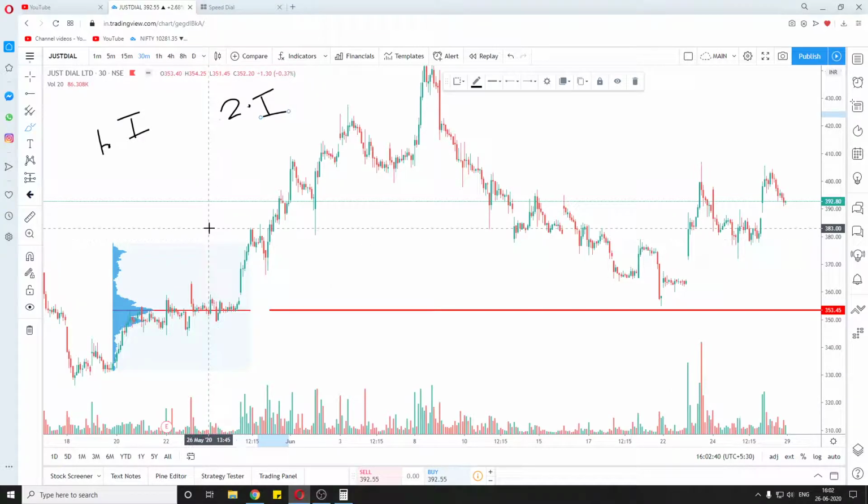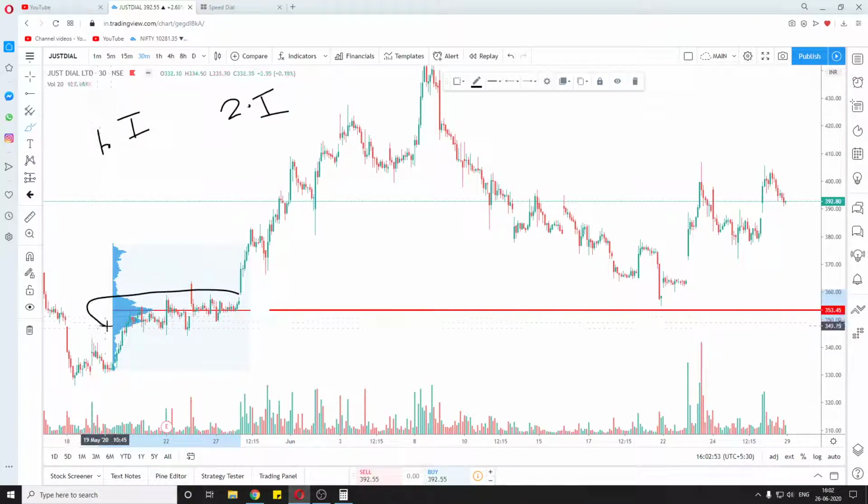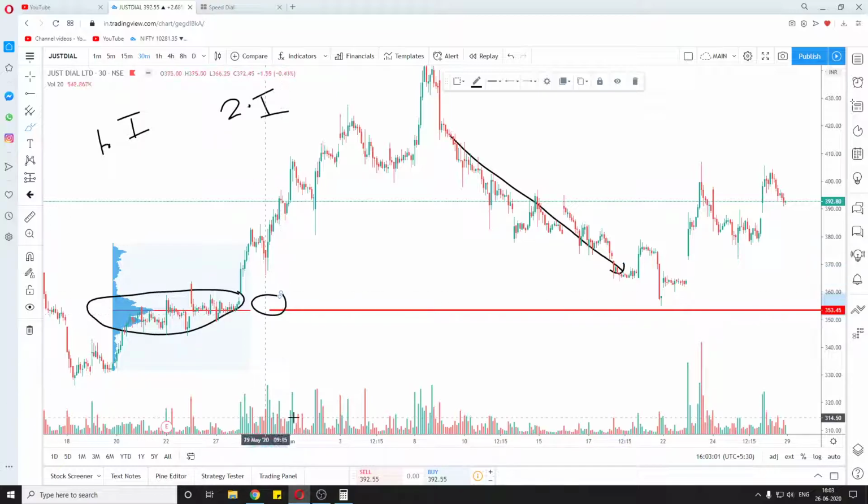So this is the Just Dial chart. I keep bringing this up because I think I've shown this multiple times, so everyone has an idea about this. Now, what we did is we identified this range with volume profile and that the stock was coming down. So, what we wanted to do is we buy at this level. So, the first thing is the quantity, how to select the quantity.